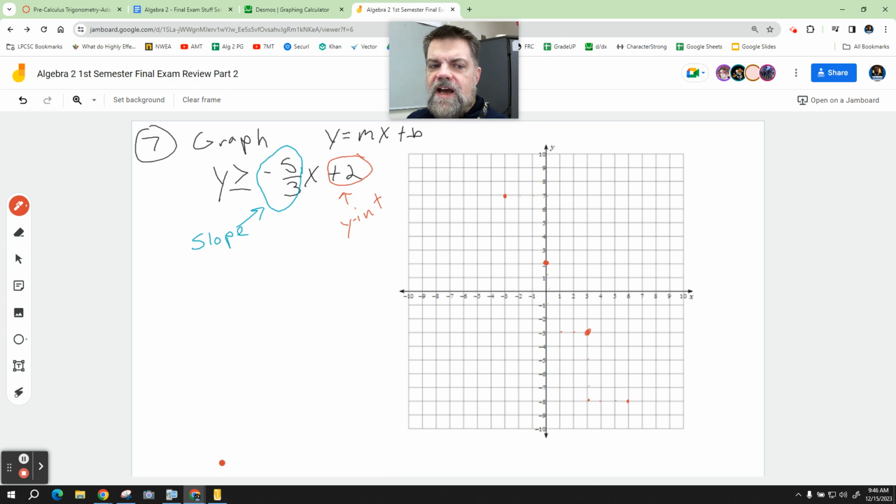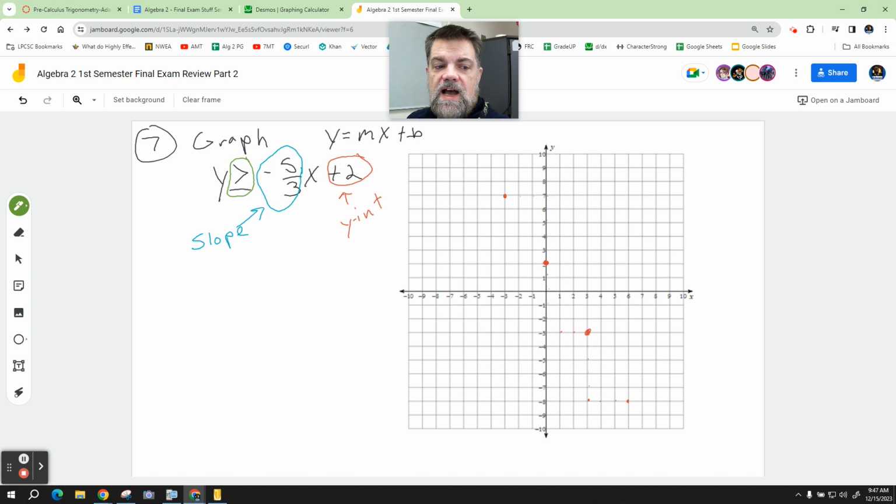So, now here's the real question. When we do inequalities, the line itself is a boundary, and we have to decide if the x, comma, y values on that line are included or not. In other words, do I do a solid or dashed line?